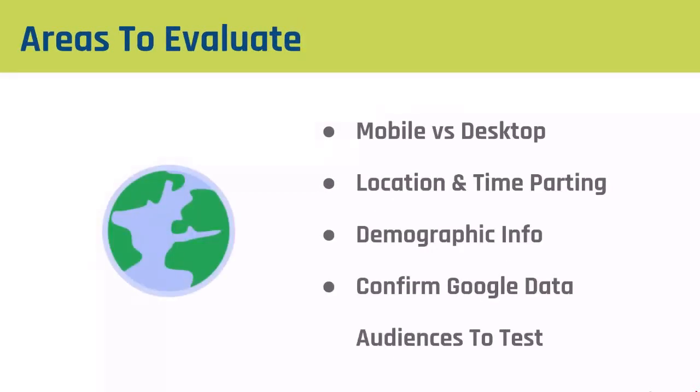So there's really four things I want to evaluate when I'm looking to trim the fat. Mobile versus desktop, location and time parting, demographic info. This is my ad persona. I want to make sure I know what's converting best with the ad targeting options that I've got. And then finally, confirm the Google data audiences that we want to test or continue to scale.